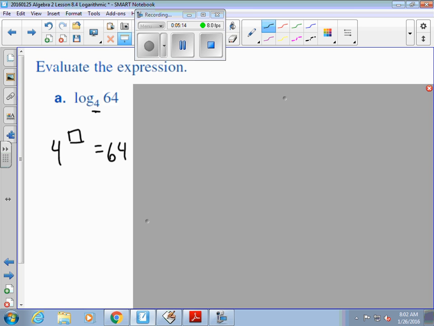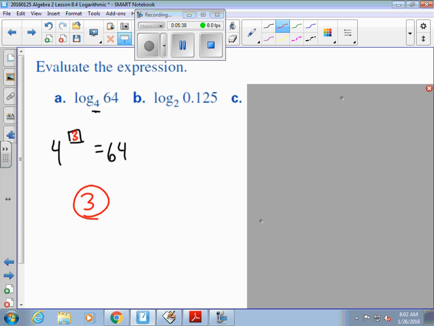Remember, I gave y'all a little chart that has all the exponents and stuff like that on it, all the way up to 10 to the 10th power. You can use that, or you can just ask yourself and just count. When you multiply 4 times itself twice, you get 16. Times itself again a third time, you get the number 64. So the answer to this, when you evaluate it, is simply 3. Okay, what about this next one?